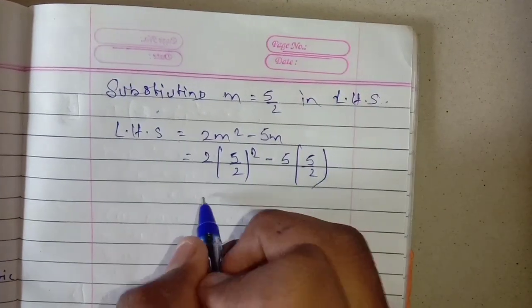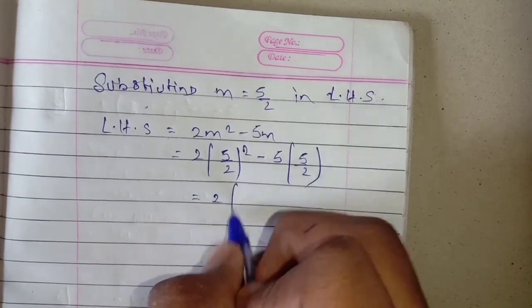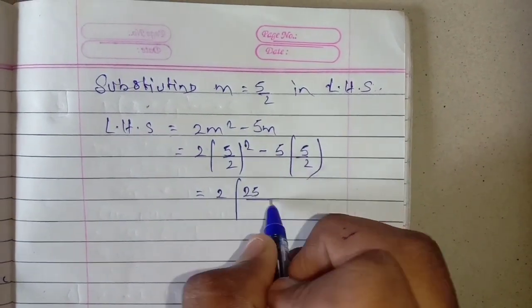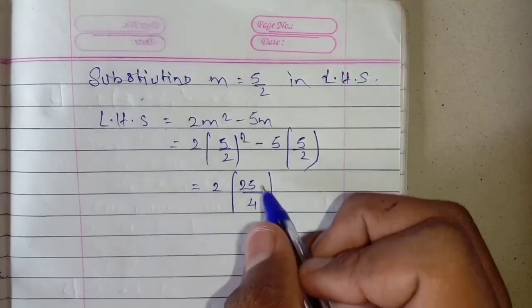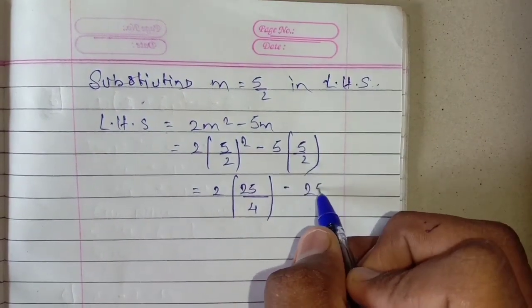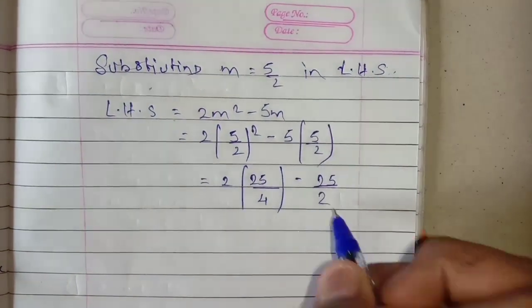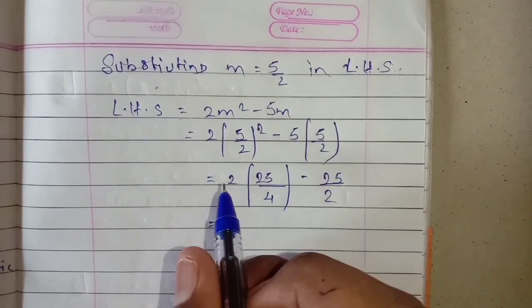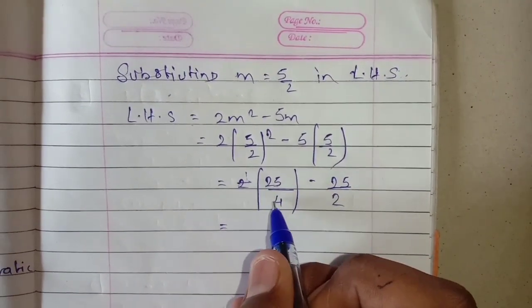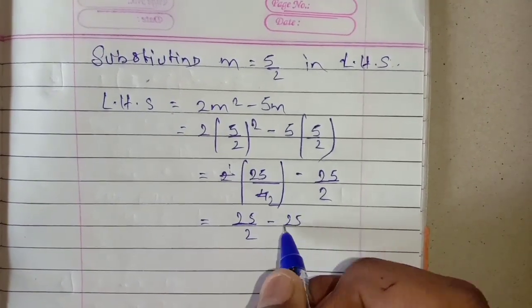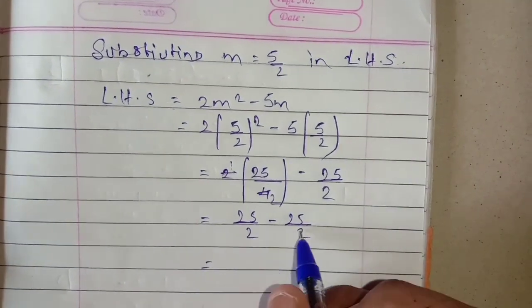First of all we will solve the brackets. So 5 square is 25, and 2 square is 4. Then 5 times 5 is 25. The 2 will cancel with the 4, so we get 25 upon 2 minus 25 upon 2, in which the 2 is common.